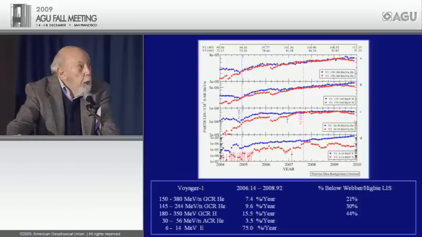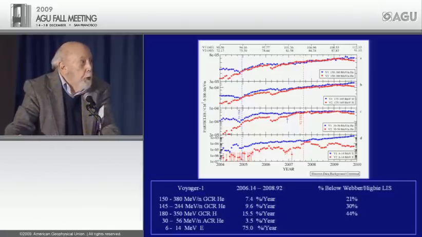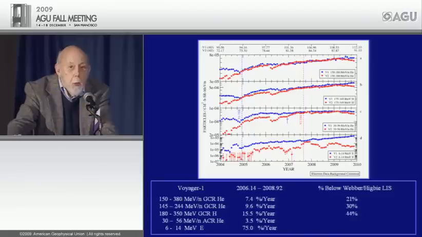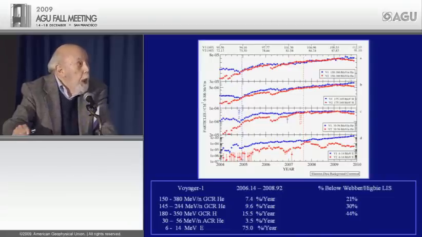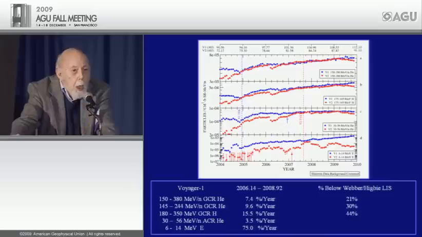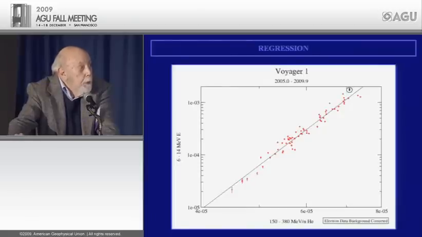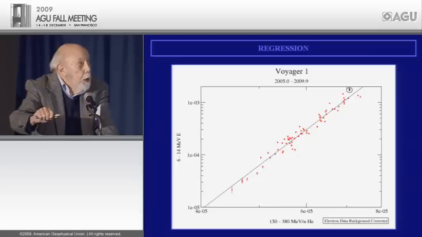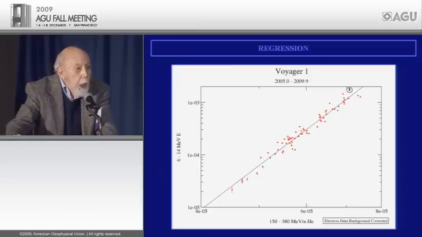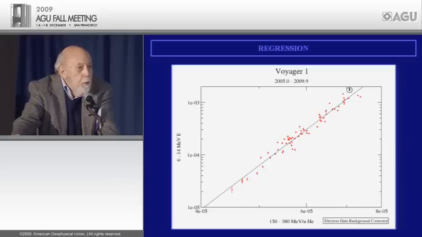If we look at, which we don't show here, 200 MeV helium out there, it's increasing at 9.6% per year. And so two-thirds of the increase that we see at 1 AU are due to the magnetic field changes in the outer heliosphere. And the really surprising thing is the electrons shown at the bottom, which are increasing at 80% per year. In the next slide, one actually sees there's a fair correlation between these GCR low-energy electrons and the galactic cosmic rays, galactic electrons. And the question is, how do these get in when you've got a magnetic wall?